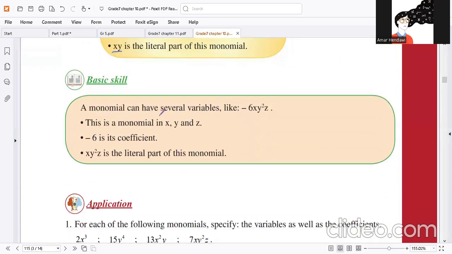A monomial can have several variables. X, Y, Z, T, any letter is the variable. But when we write, for example, a number followed by letters, all these letters are the literal part. So the monomial can have several variables that together form the literal part, and the number, which is -6, is the coefficient.